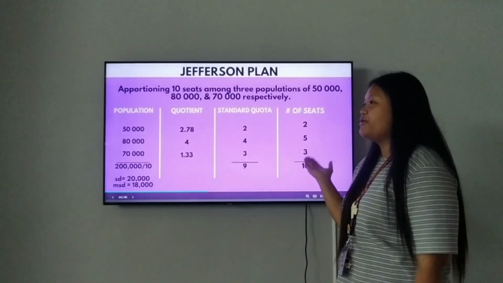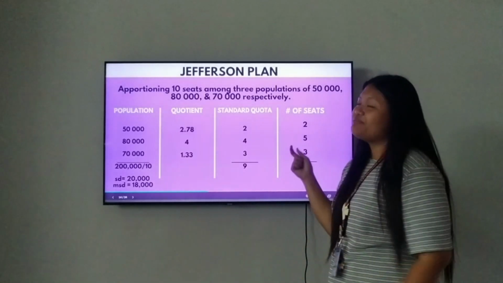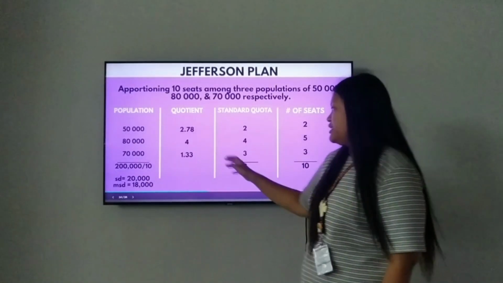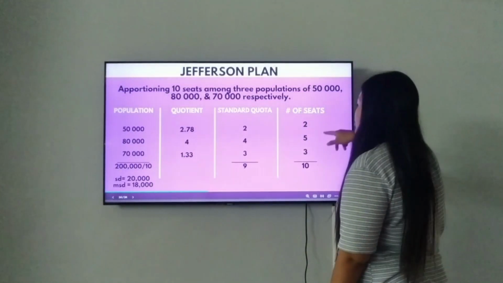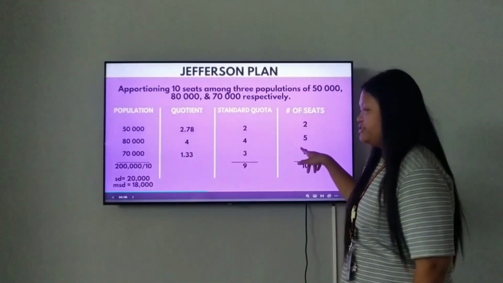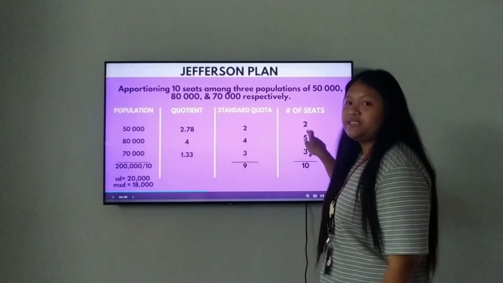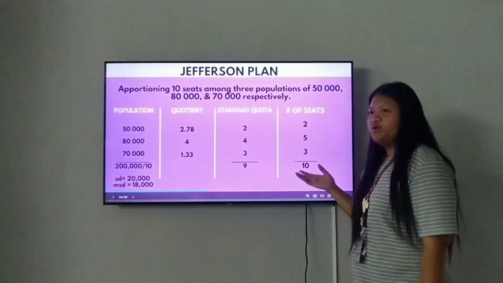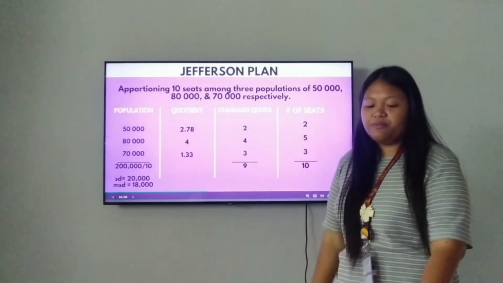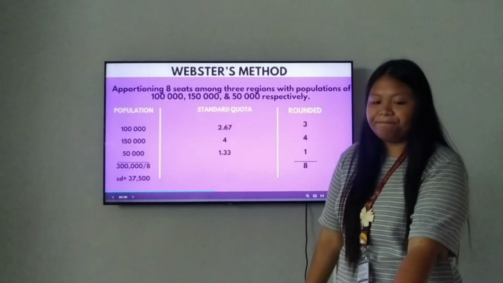So in our final apportionment here, since 4 is our highest number, we'll just add 1 to 4, so it will become 5 here. So 2 plus 5 equals 7. 7 plus 3 equals 10. So here we have our final apportionment, which is 10.